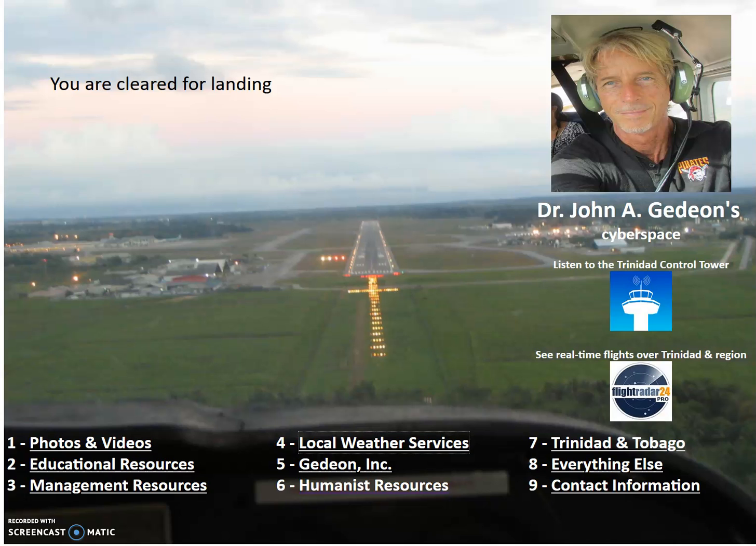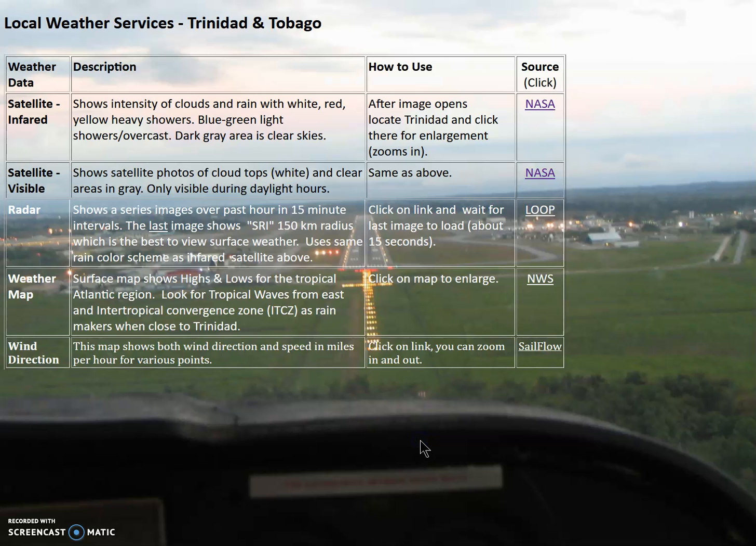In this screencast, in the next few minutes, I'm going to make you a junior forecaster for the weather in Trinidad and Tobago. Using my website, johngedeon.com, you can go and find all the tools right there. If you look on the website, you'll see link number 4, local weather services. So let's go there and see what kind of tools we have. As you'll see in the table, we have infrared satellite, visible, radar, weather map, wind direction, things like that.